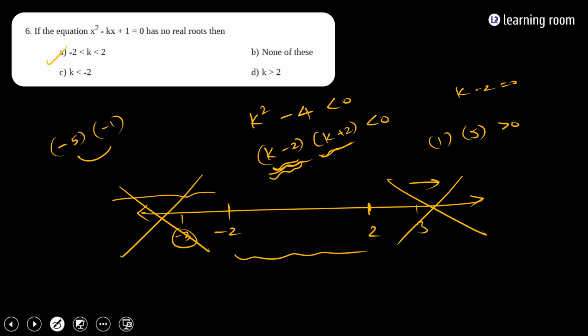Okay, I hope it is clear, right? You understood the logic. How did I get minus 2 and 2? Those factors are there, equated to 0, you'll get the value of k. Those are called the checkpoints. Shall I proceed? Yes, sir.